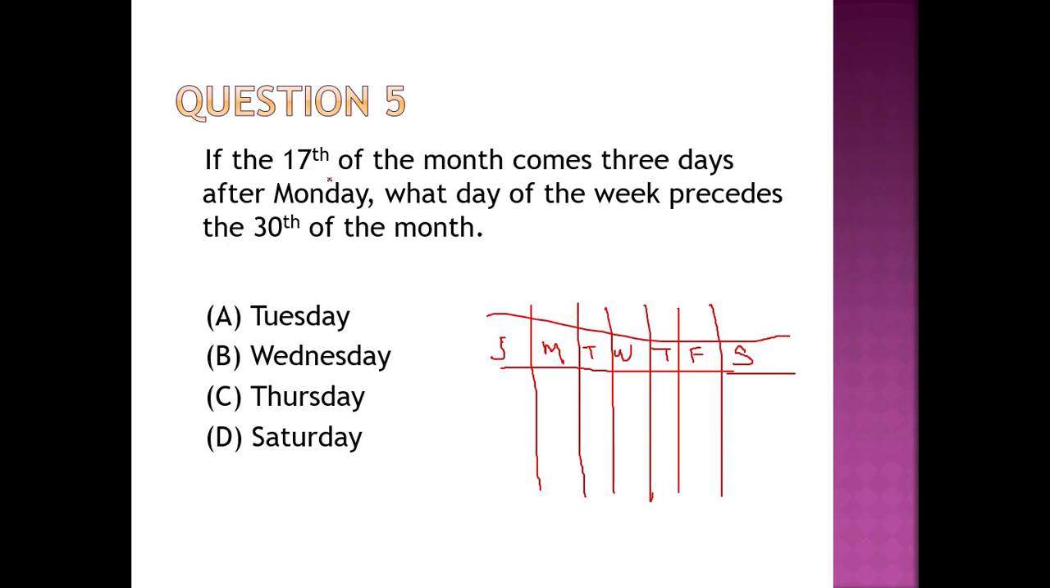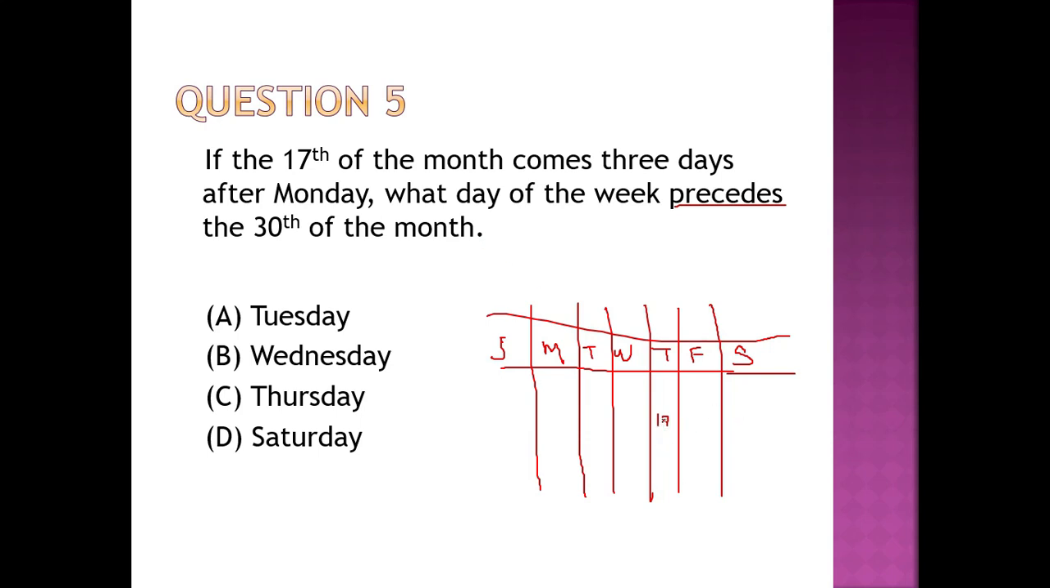So the 17th of the month comes 3 days after Monday. 3 days after Monday is when? So this is Monday. So the 17th would be 3 days, 1, 2, 3. So the 17th would come on a Thursday, right? What day of the week precedes the 30th of the month? The word precede, guys, means come before, right? So in this case, it is asking which day comes before the 30th of the month, or which day is the 29th of the month. That's what the question is asking.